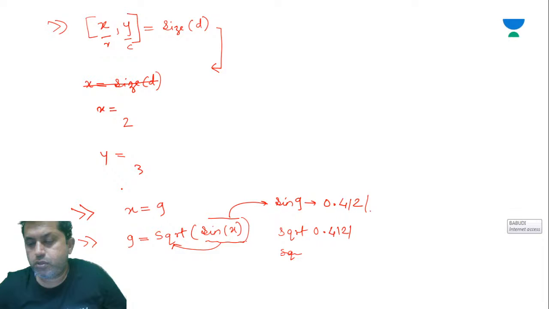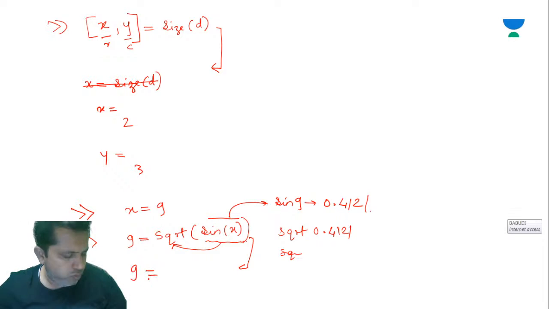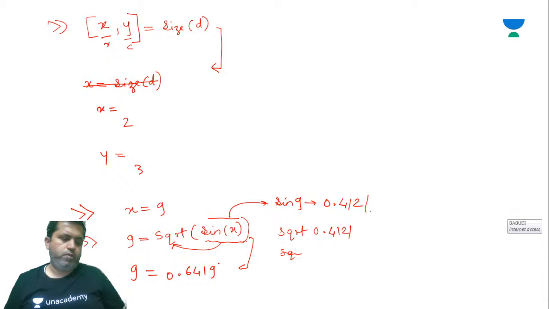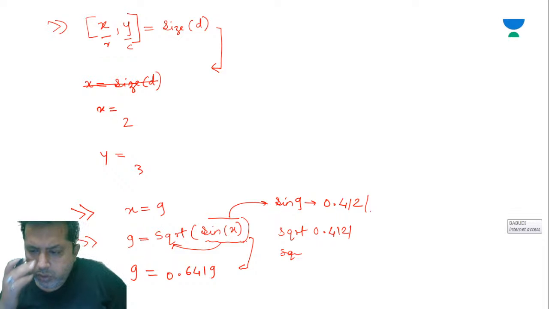Okay. So if I take this example and press enter, I will get g is equal to SQRT 0.4121. This is equal to 0.6419. Okay, so this is quite clear.